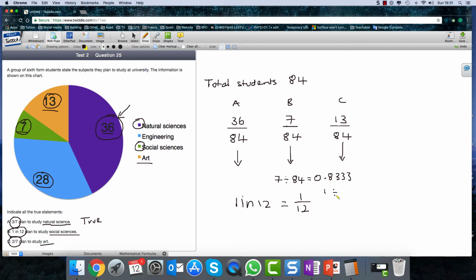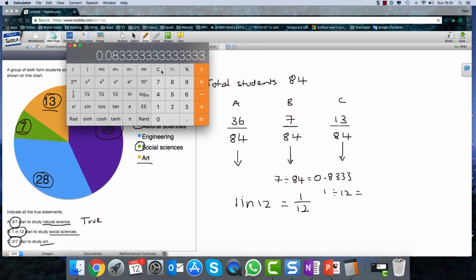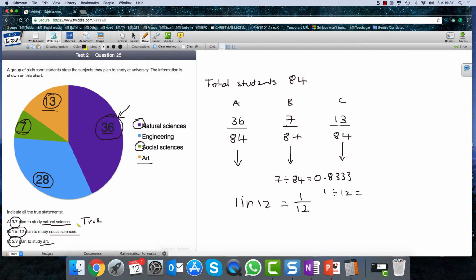And again, we can just go to our calculator and do 1 divided by 12. And you should see that this is going to be the same. There you go, it's the same. I'm not going to write that down over there, I'm just going to write true.